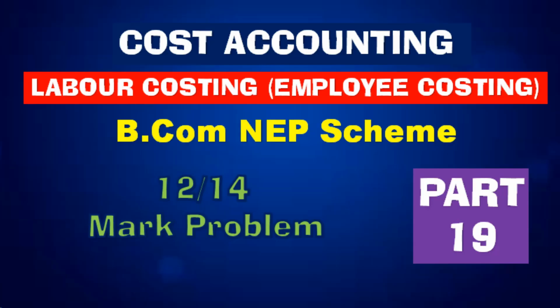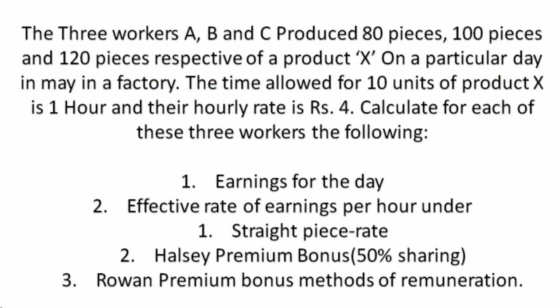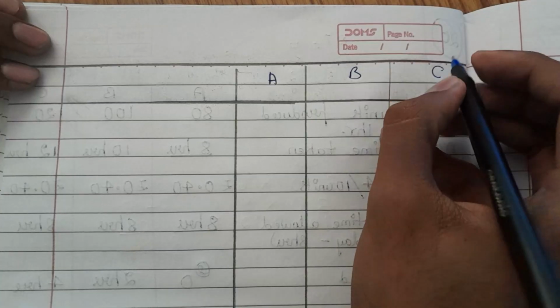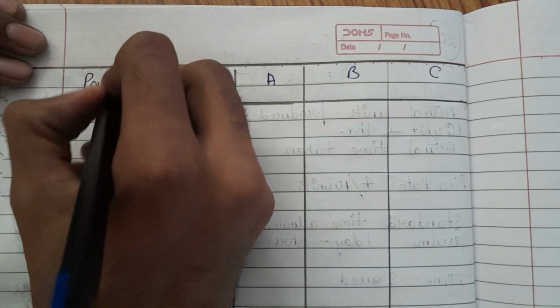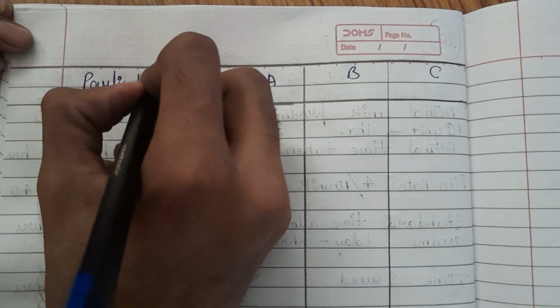In today's video, let us see how to solve a problem when they have asked you to solve it by different methods. So the question is on the screen. Kindly take a screenshot of the question, and as I solve the problem, please keep the question in parallel to it. The three workers A, B, C produced 80 pieces, 100 pieces and 120 pieces. So there are three workers in a firm producing 80 pieces, 100 pieces and 120 pieces. This is the output they have produced.